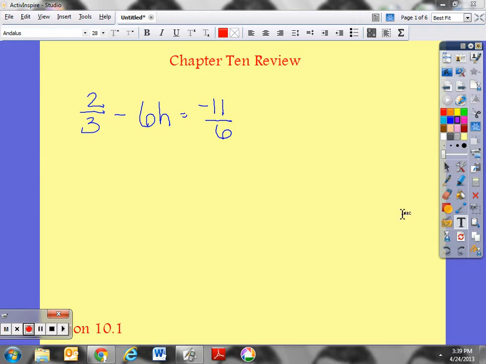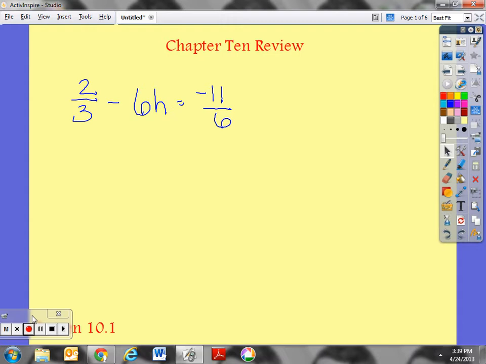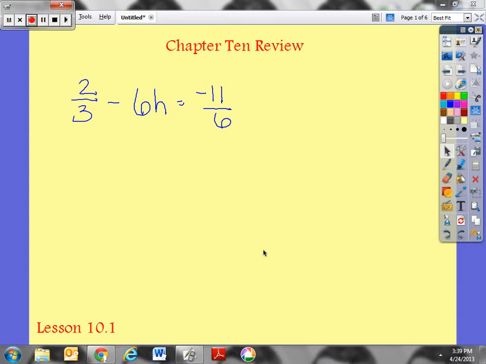The way I have this set up is I'll have an example problem, and in the bottom left I'll show you what lesson it corresponds with, what skill it would be from. Looking at the first one, I have 2/3 minus 6h equals negative 11/6.